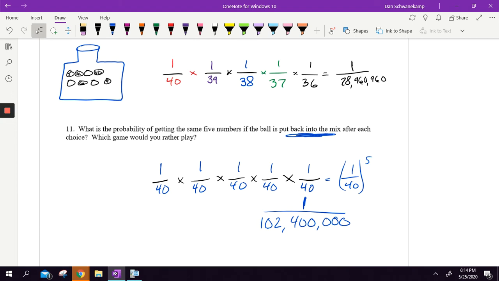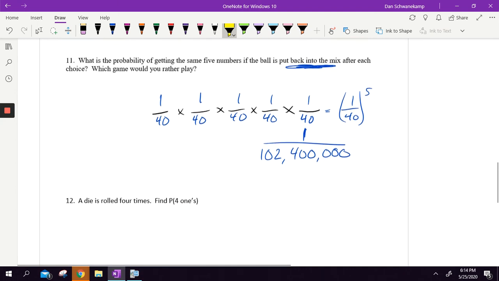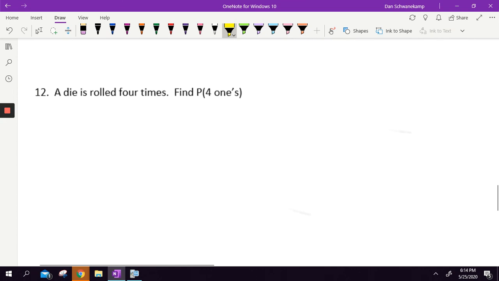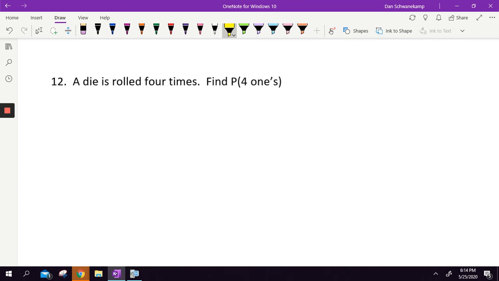Which game would you rather play? I'd rather play the first one because my odds are a little bit better. Still not great, but better than the second one. All right, so keep that in mind. Last one, a die is rolled 4 times. Find the probability of rolling 4 ones.